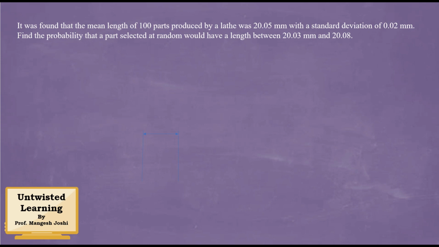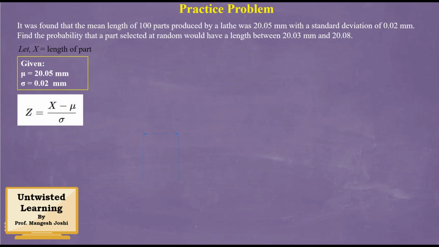Let us understand this with the help of an example. It was found that the mean length of 100 parts produced by a lathe was 20.05 mm with a standard deviation of 0.02 mm. Find the probability that a part selected at random would have a length between 20.03 and 20.08 mm respectively. So what is given?